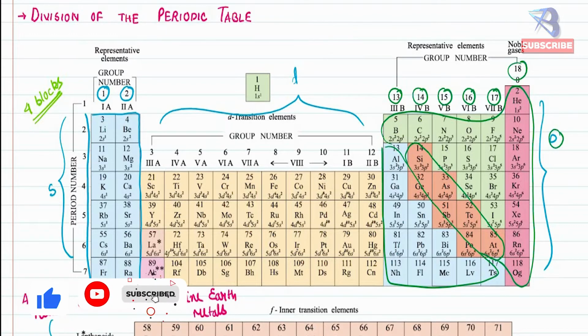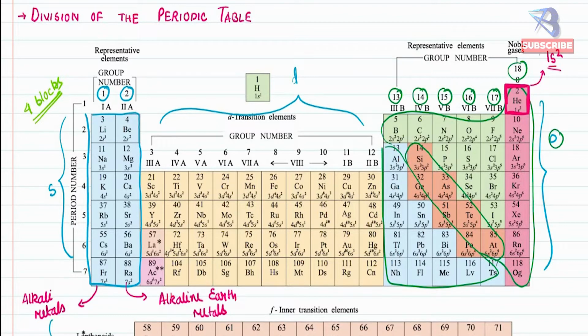Its properties range vastly. Now there is one catch in the p block elements. One problem is with this element. This is helium. Now what is the electronic configuration of helium? If we know, it is 1s2. Now you can see where the problem is. The problem is that the last electron is entering into the s subshell.